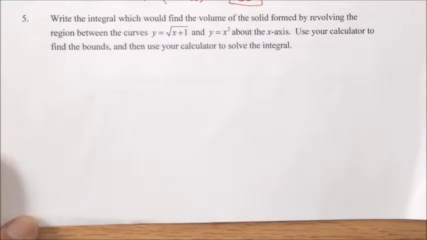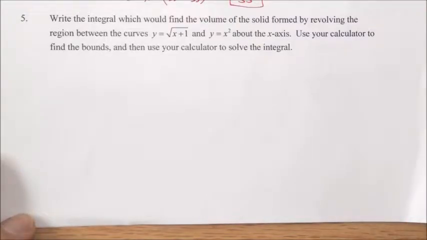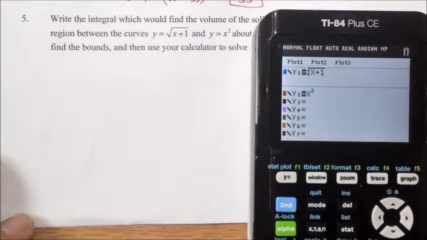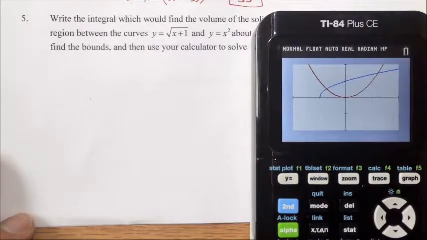And now we have problem number 5, which says write the integral which would find the volume of the solid formed by the region between these 2 curves, and we're revolving it around the x-axis. Use a calculator to find the bounds, and then to solve the integral. So let's do that. So there's our 2 functions, root x plus 1 and x squared. We need to find our bounds. Take a look at the graph, and we can see our 2 spots, one when x is negative, one when x is positive.